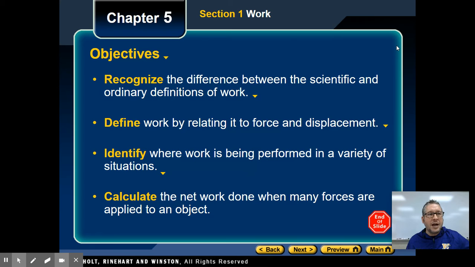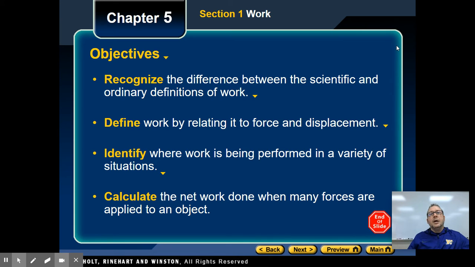So in this first section, we're going to recognize the difference between the scientific and ordinary definitions of work. Define work by relating it to force and displacement. Identify where work is being performed in a variety of situations. And then calculate the net work done when many forces are applied to an object.